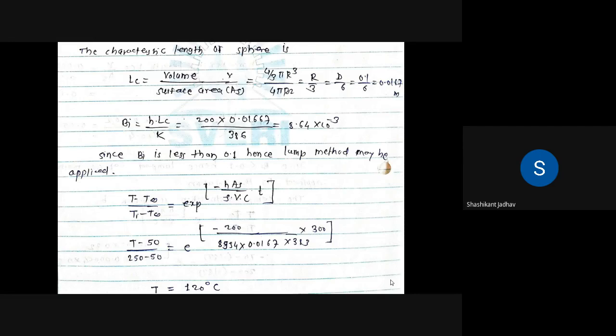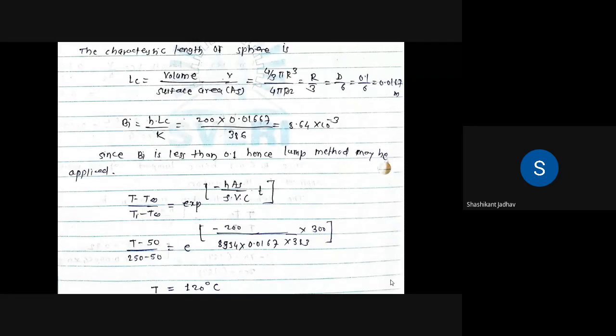So by putting the values, e raised to minus h, that is 200, instead of A_s by V, we have to put 0.0167 in the denominator. Density is 8954, specific heat is 383, and time is given as 300 seconds. So by putting all these values, we have to calculate the value of capital T. Okay. Do the calculation by yourself.